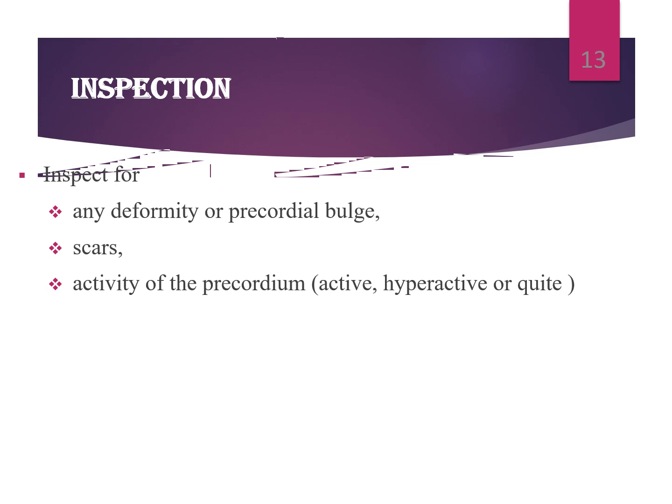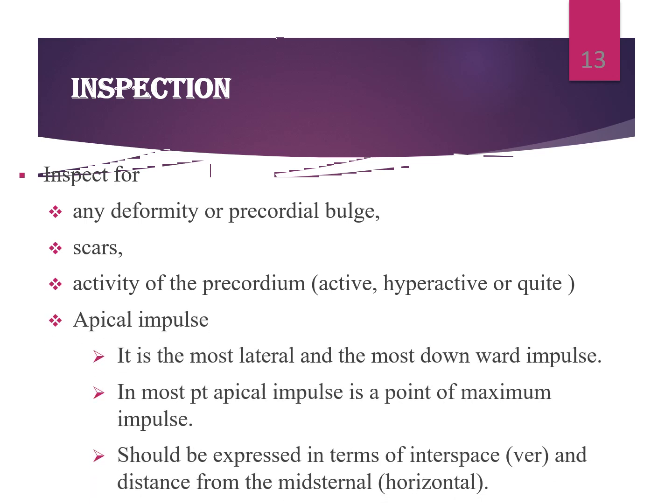And we should also check for precordial bulge. The apical impulse should be seen, and it is the most lateral and the most downward impulse. In most patients, the apical impulse is the point of maximal impulse. But there are certain situations in which the apical impulse is at a different site from the maximal impulse. But most of the time, the apical impulse is at the point of maximal impulse.